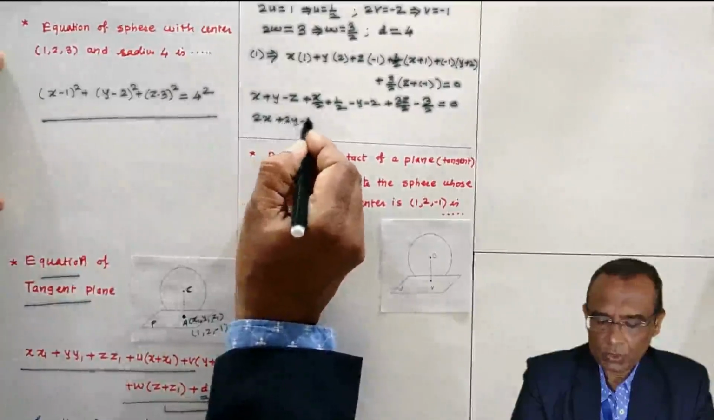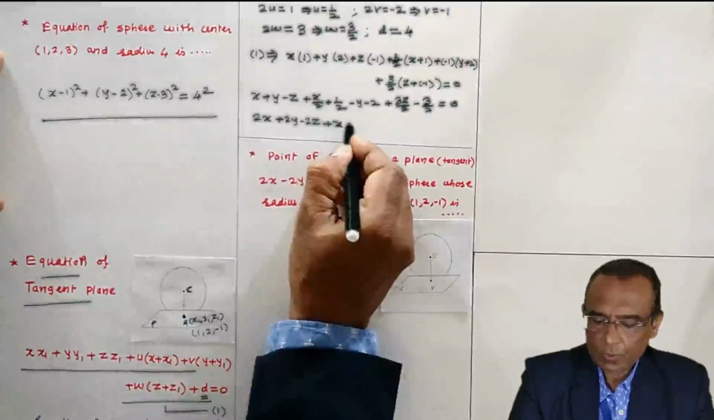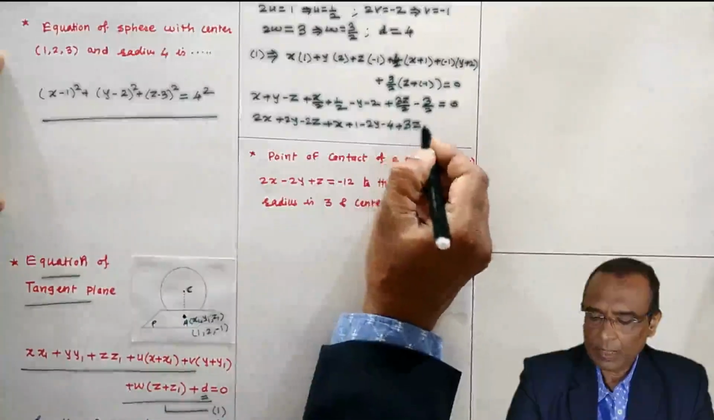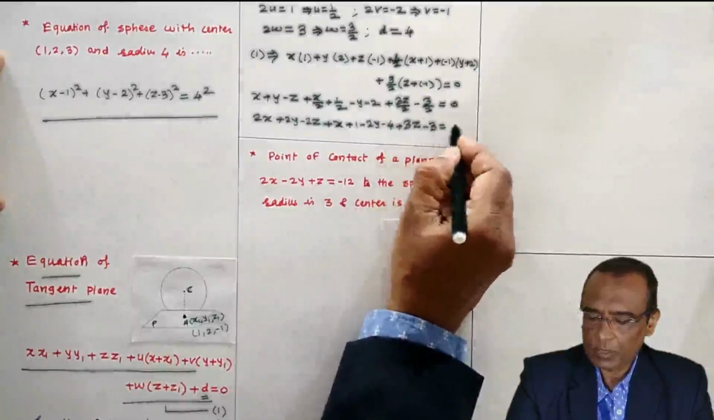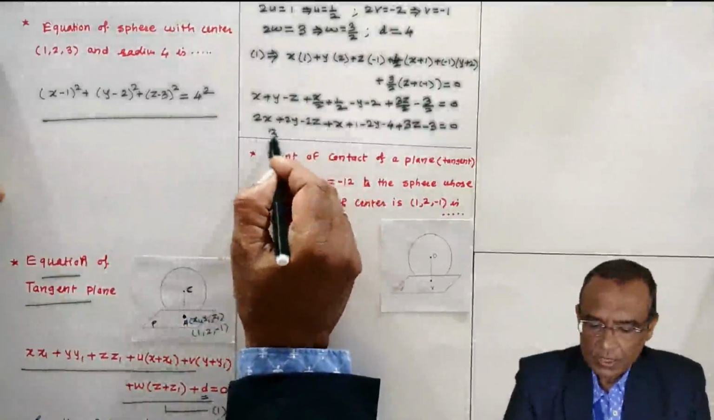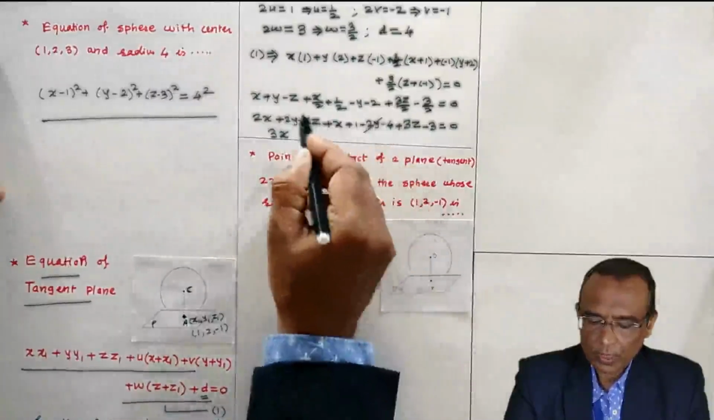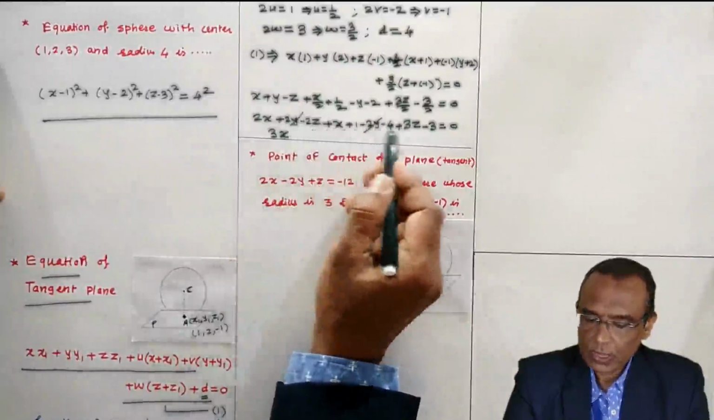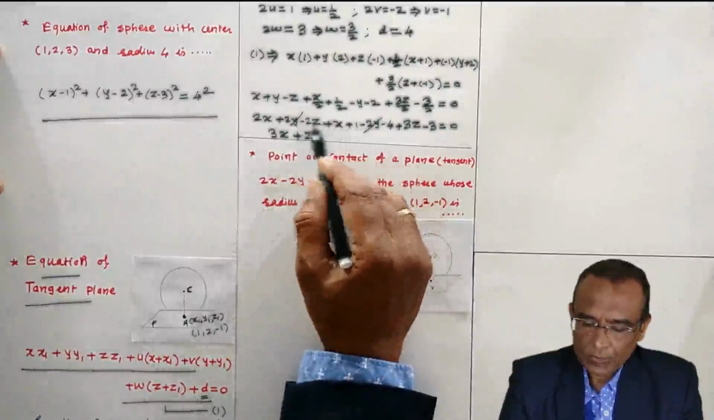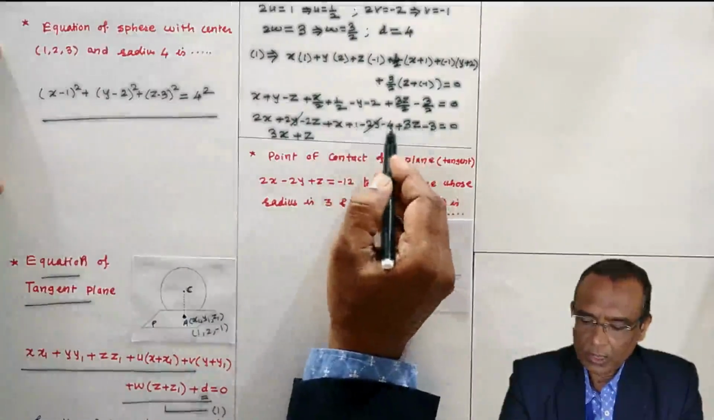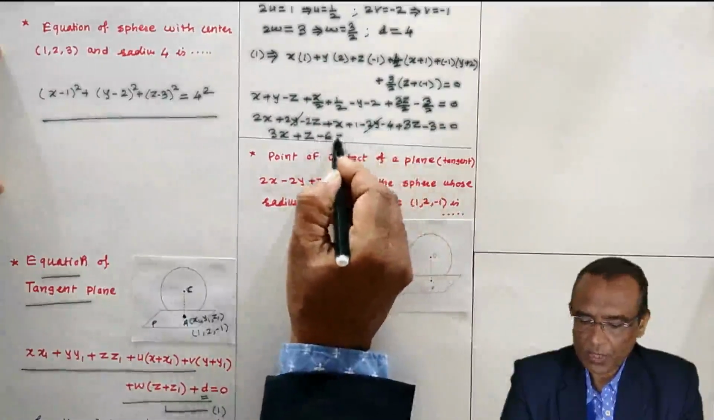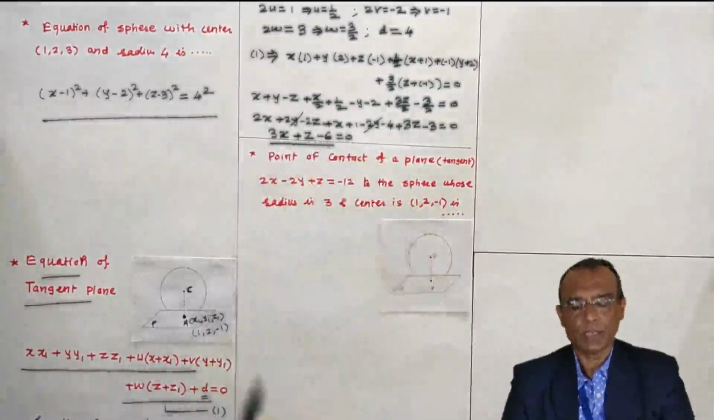2x plus 2y minus 2z plus x plus 1 minus 2y minus 4. I am multiplying each and every element by 2 like this. Now 2x plus x is 3x, 2y minus 2y is 0, minus 2z plus 3z is z. Then the constant coefficient: 1 minus 4 minus 3 minus 3 is minus 6. This is equal to 0. This is the equation of the tangent plane.